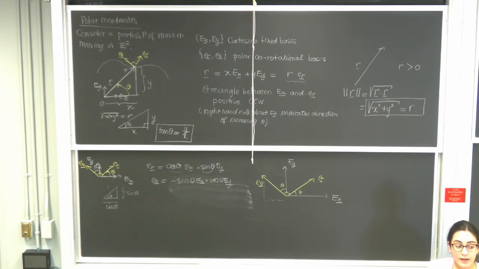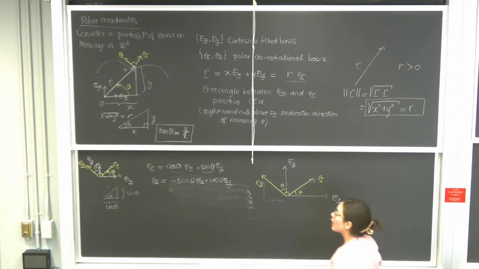Yes, ER and E theta are also unit vectors. But will they be unit vectors? Because if we take angle theta as 45 degrees, the sine and cosine will be 1 divided by square root of 2, and then the length of... Okay, no, that's a great question.